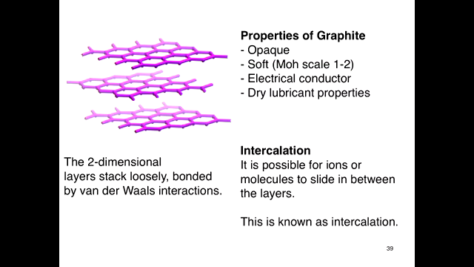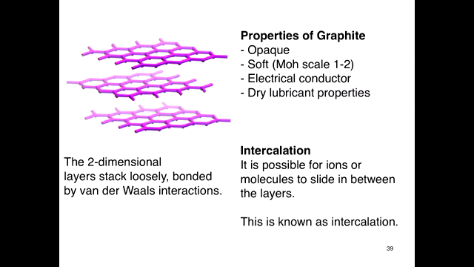Because there is only a weak interaction between the sheets, we can put things in between the sheets. If I expose graphite to something like sodium vapour, the sodium can give up its electron, that ends up being delocalised on the sheet, and the sodium cation can then be located in between those particular sheets.